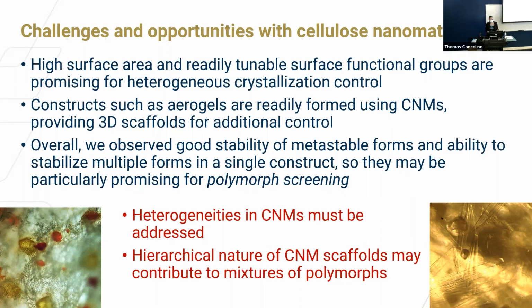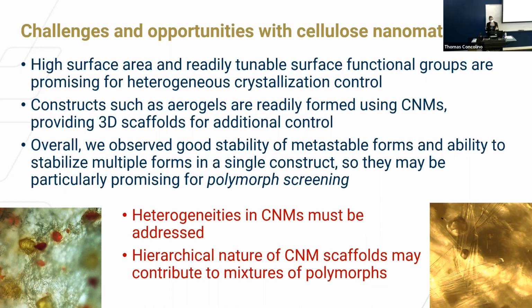So yeah, just want to finish on some of the challenges and opportunities with using these cellulose nanomaterials with pharmaceuticals. They have this high surface area, readily tunable surface functional groups, which is really promising for heterogeneous crystallization control. With aerogels, we can make these scaffolds pretty easily, and so that gives us some more control. Overall, we observe really good stability of metastable forms and ability to stabilize multiple forms. So this might be a tool in polymorph screening.